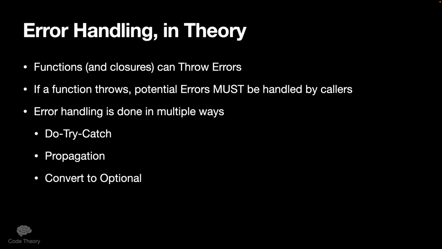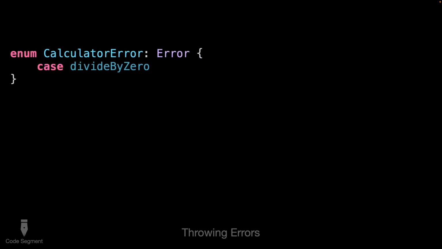So you handle errors in multiple ways. You can use a do, try, catch statement block. You can use error propagation, or you can convert it to optional and deal with it that way, if you're more comfortable with optionals. So let's look at throwing errors. This is an enum. This is how you define errors that you can throw. We haven't talked about enums yet. That's next class. For now, just know that this is the syntax for defining errors.